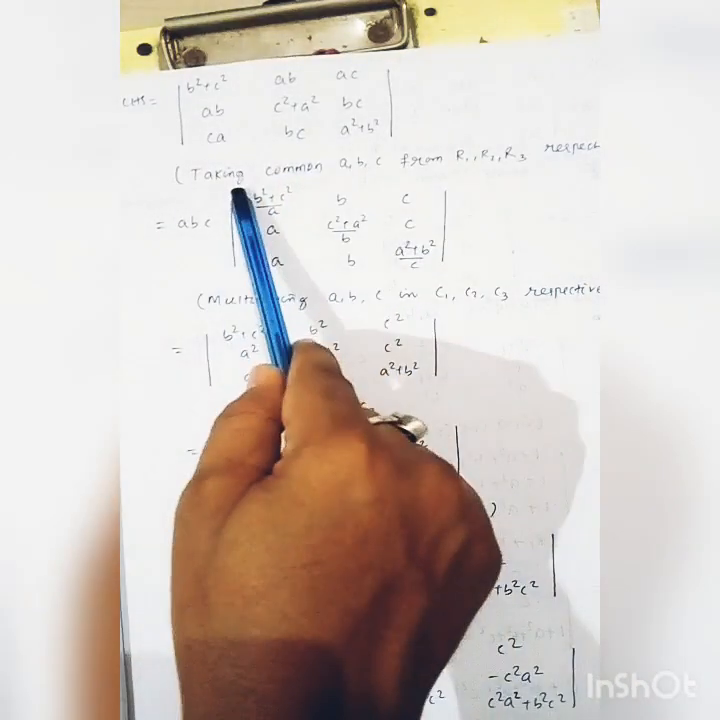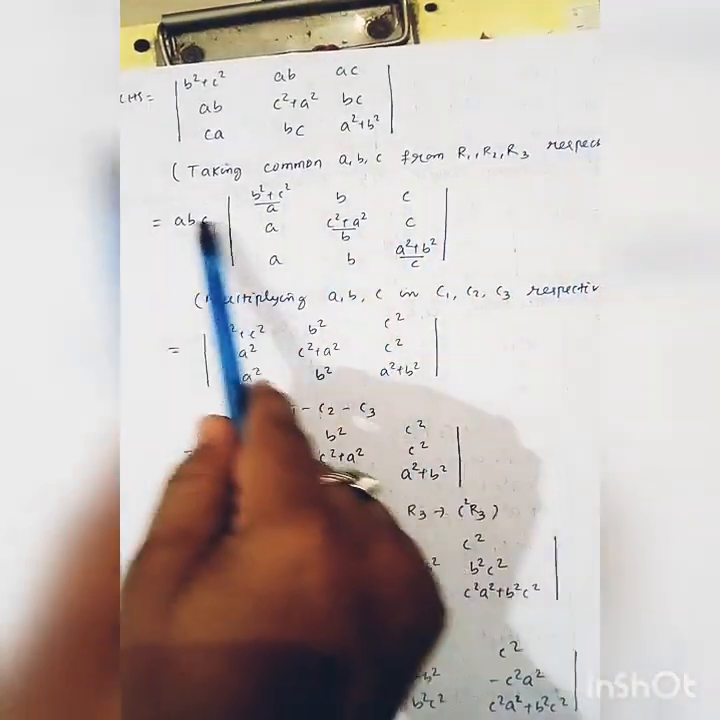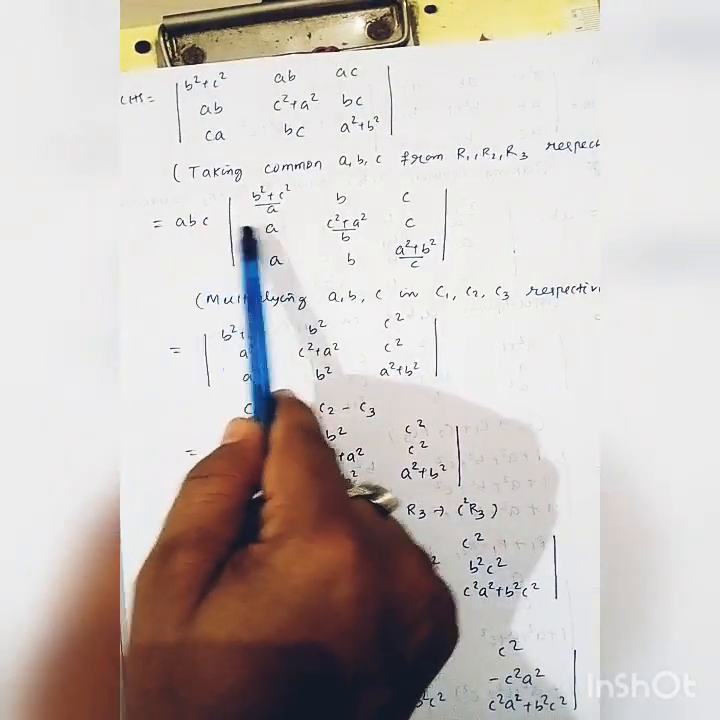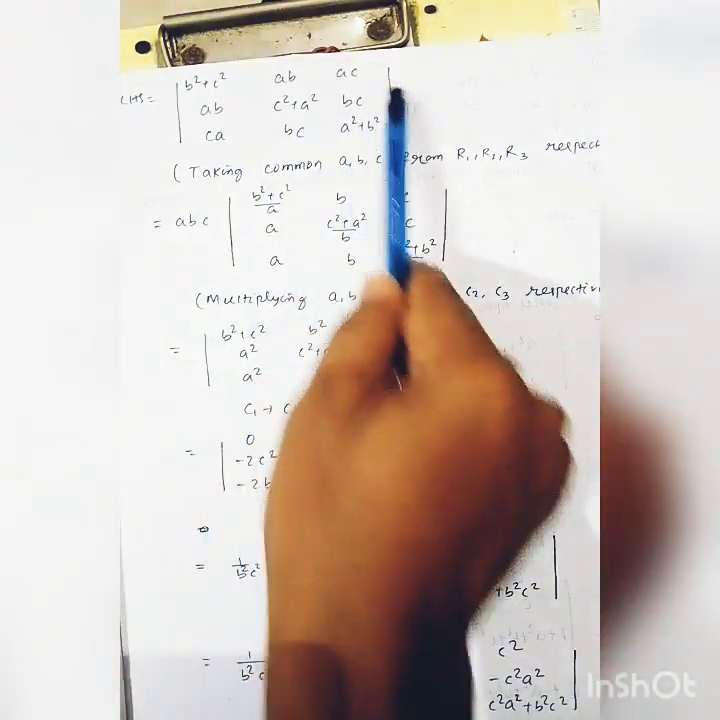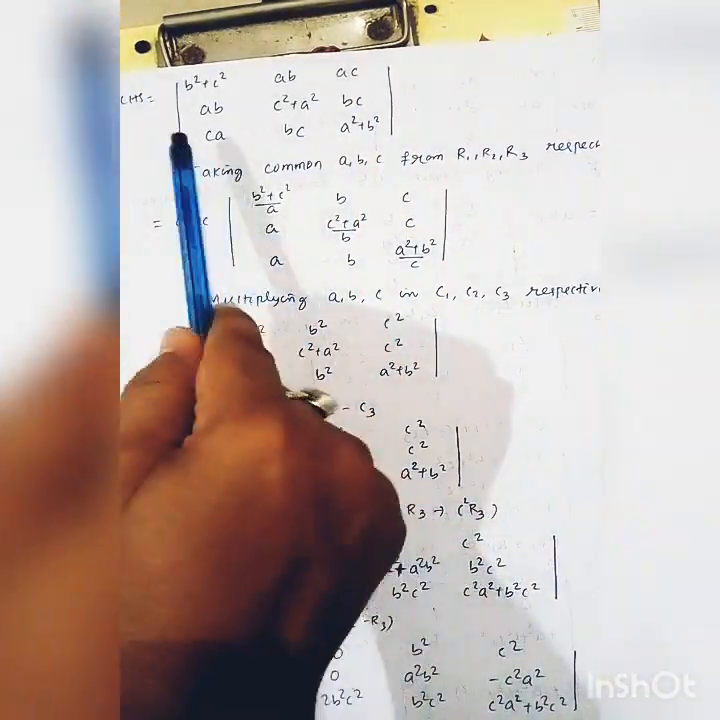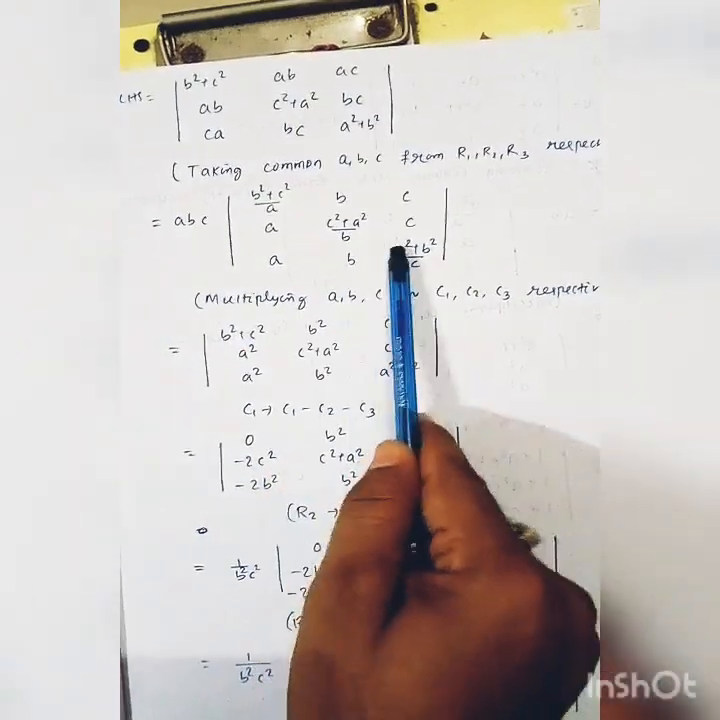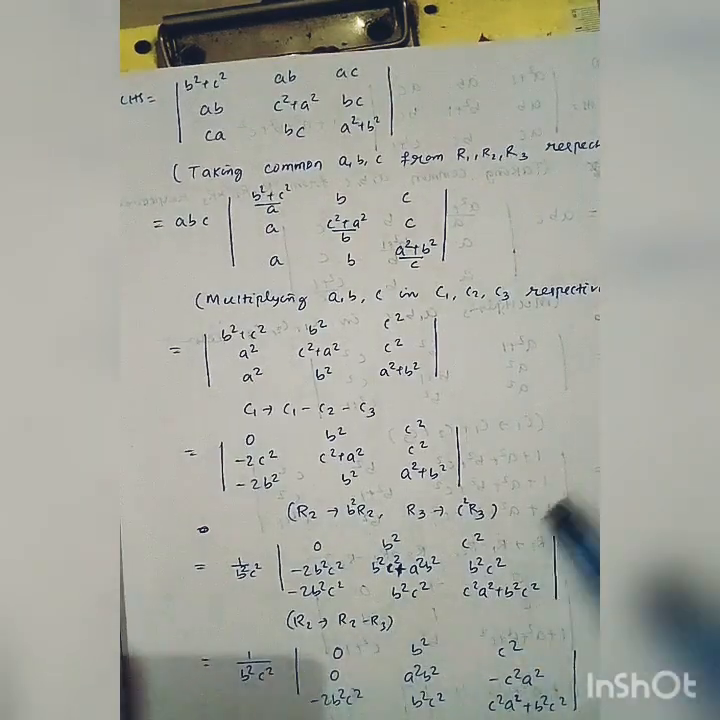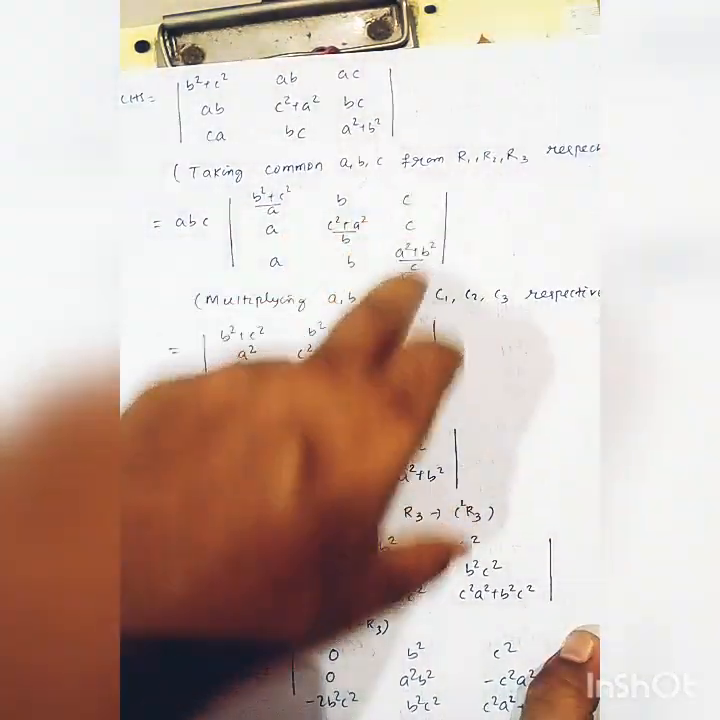Suppose you use the property, taking common a, b, c from R1, R2, R3 respectively, we get abc outside. Now it is b square plus c square by a, b, c. Similarly, by taking common b from row 2, it is a, c square plus a square by b, c, again a, b, a square plus b square by c. Now again multiply a in column 1, b in column 2 and c in column 3.